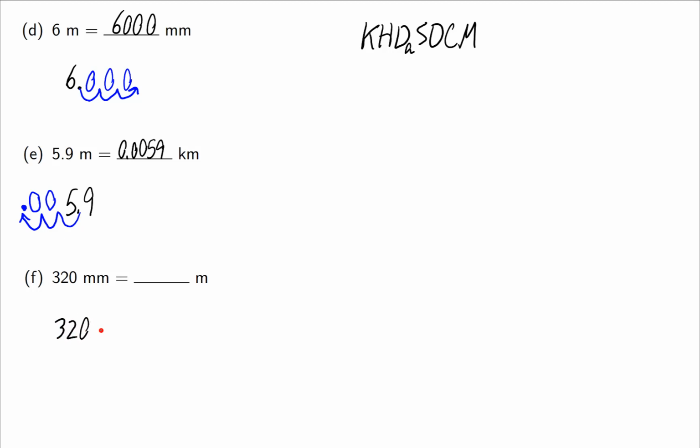320 millimeters, the decimal point is at the end, and so milli is right here. We're going to go 1, 2, 3 to the left to get to the standard unit of meters. 1, 2, 3. There's our new decimal point. So we get 0.32, I'll put the 0 even though I kind of don't need it, meters.